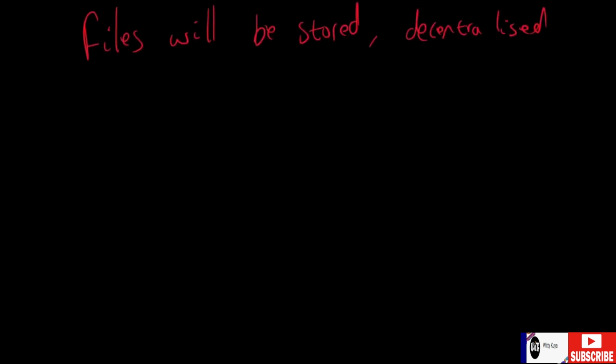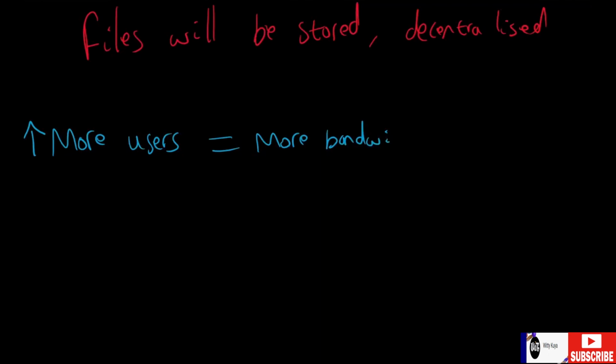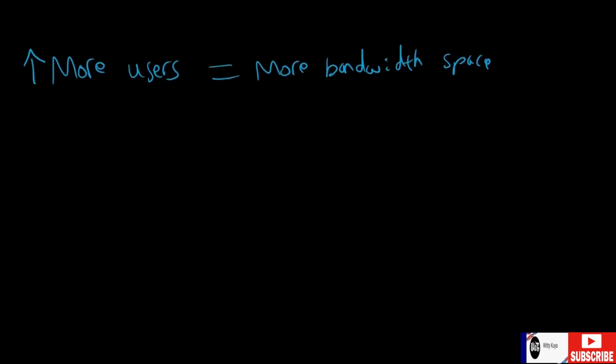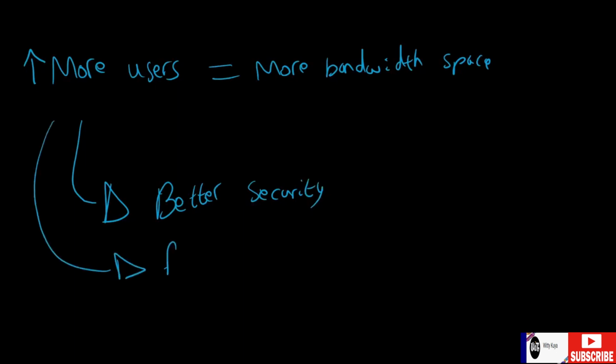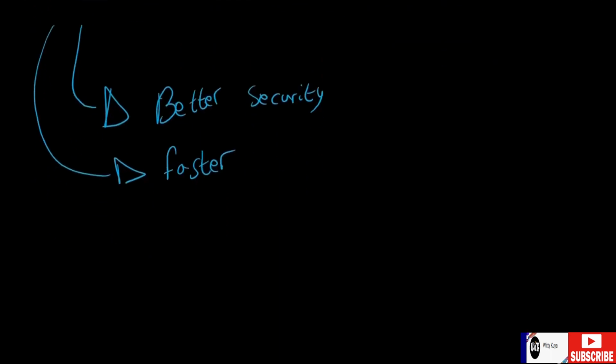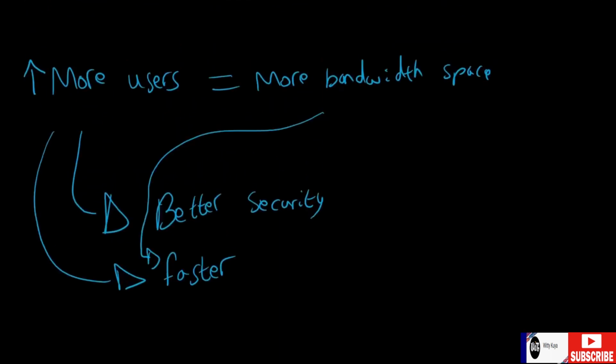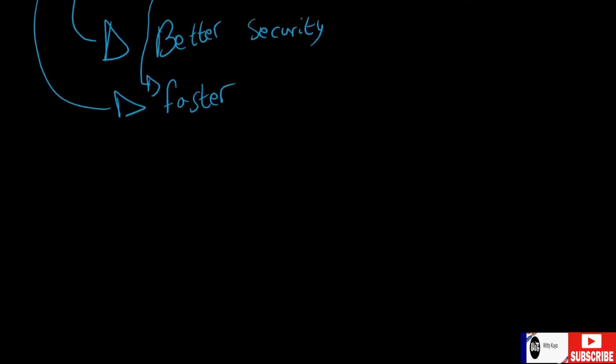And the whole concept is, more users will equal more bandwidth and storage space, because at the end of the day, with more users there are more nodes in our decentralized network, so there are more people that can be using it. This ultimately also leads to better security, and it's just overall faster, whether it's a file transfer, whether it's linked to the bandwidth aspect of it, or whatever aspect it is, it's generally going to be assumed to be faster.